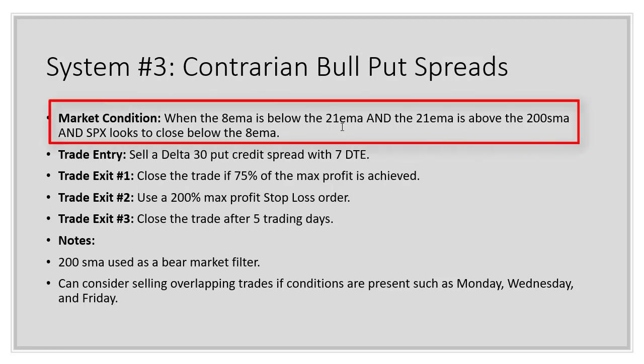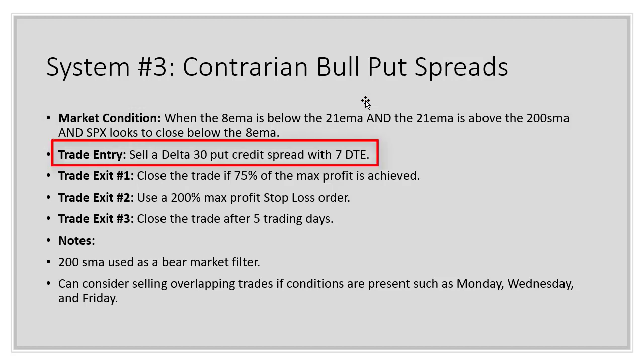If this happens, if the 8 EMA is below the 21, but we still want the 21 above the 200, and SPX is going to close below the 8, so we've gotten a little bit bearish, but not so bearish that the 21 has crossed below the 200, we're going to look to start selling bull put spreads again. And that's why it's contrarian: the market has gotten bearish, but since it's still above the 200, we're going to go with the idea that the market is going to rebound, or at least not keep going lower.